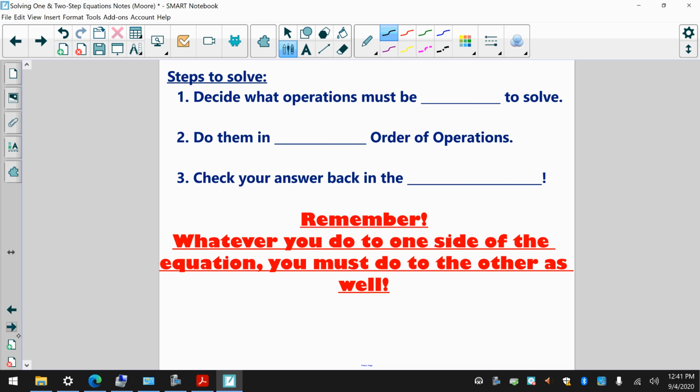One big thing that I always tell students, especially as the equations get more difficult: always take a look at the entire equation and think before you just start solving. Decide what operations must be used to solve. Do them in reverse order of operations, in SADMEP order. Check your answers back in the original equation. You should never miss solving equations because you can always go back and check. Remember, whatever you do to one side of the equation, you must also do to the other side of the equation. It's like a balance.